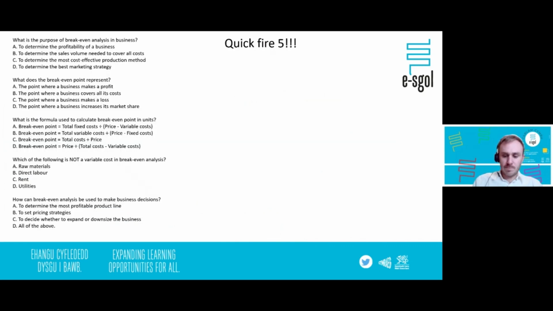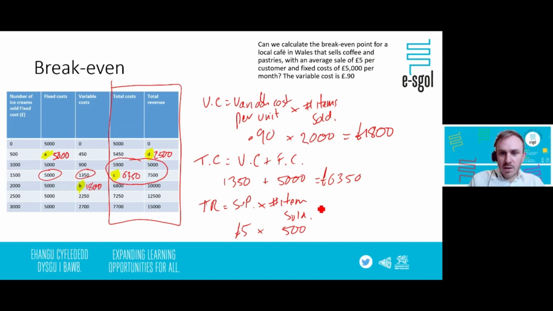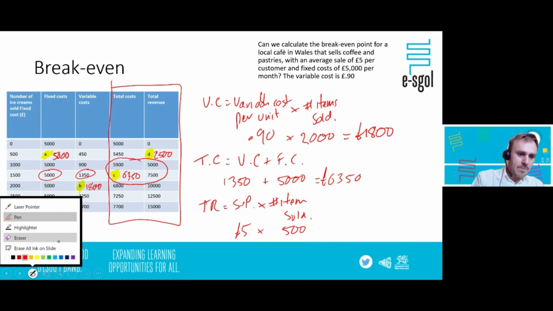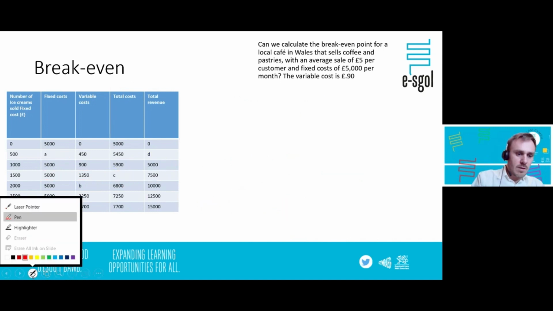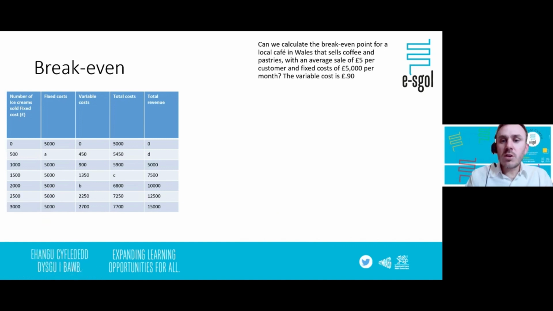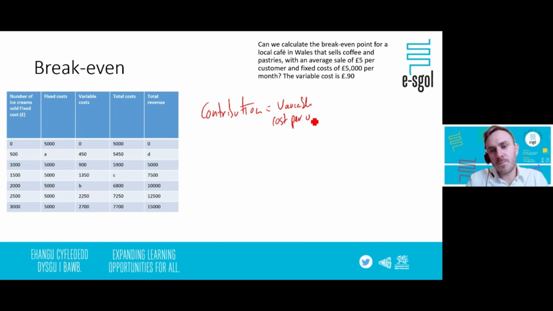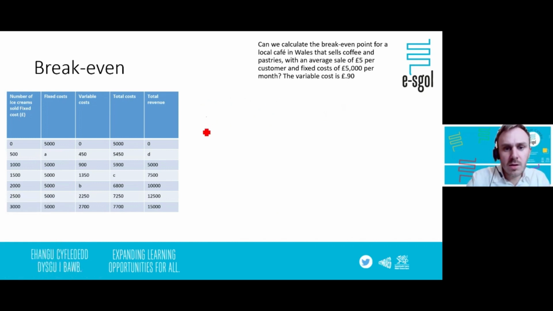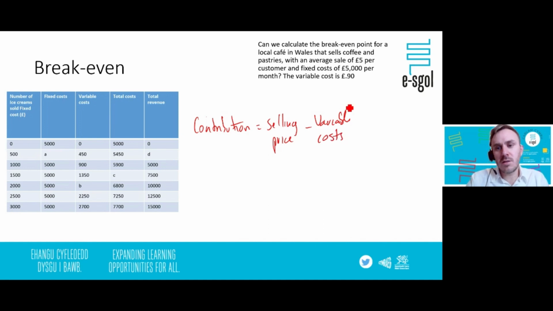So let's look at a formula for break even. I'm going to find some space on here and get rid of some of that. So I'm going to work out our break even. We can use something we call contribution. Our contribution is our selling price minus our variable costs. Now to work out our break even, we simply divide our fixed costs by our contribution.